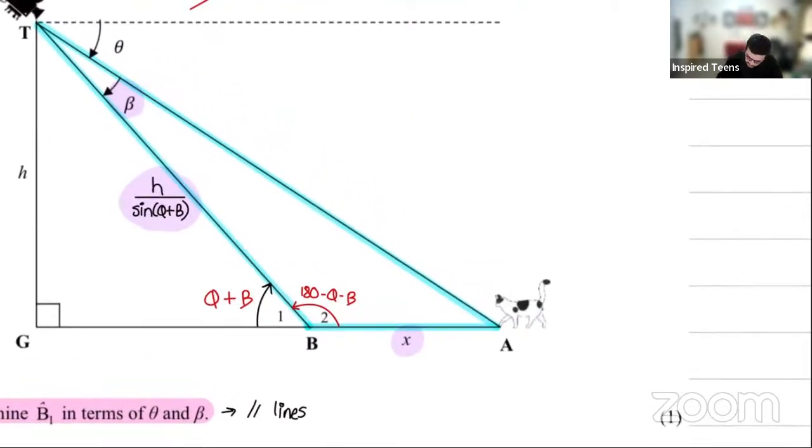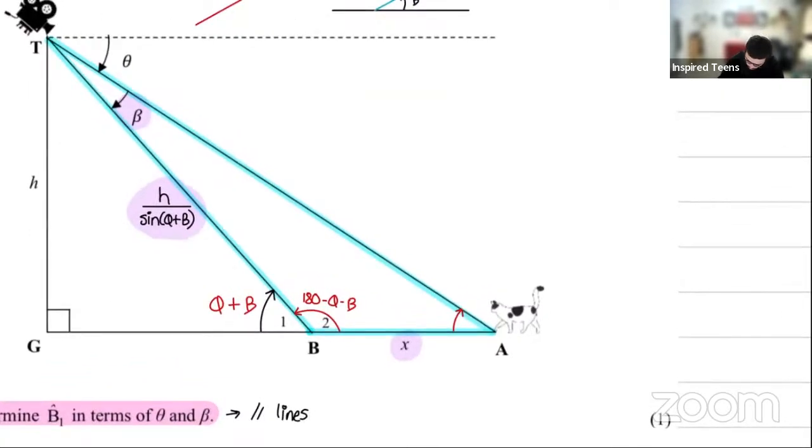And then we can even solve for A because of the third angle of a triangle, the sum of angles in a triangle. So A is going to be equal to 180 minus beta, minus this entire bracket, 180 minus theta minus beta. When you do the simplification, 180 cancels, theta and theta, beta and beta cancel, and you're actually left with theta. So you solve for A as theta.